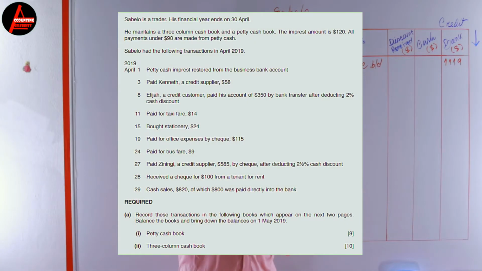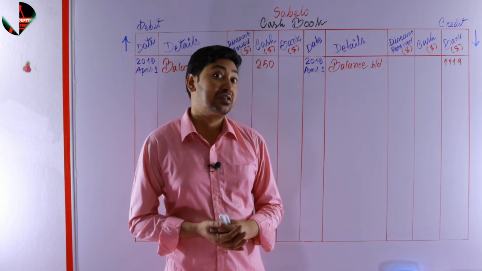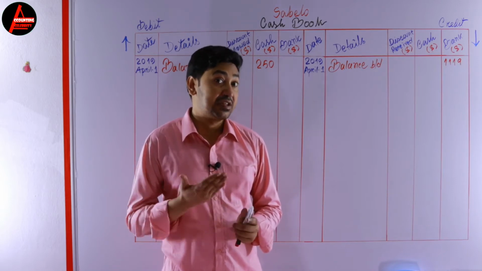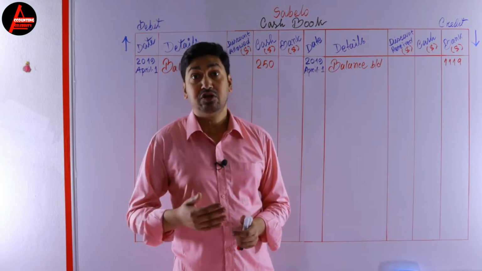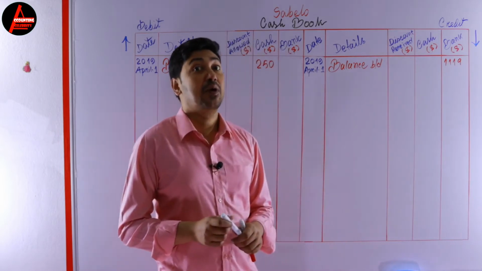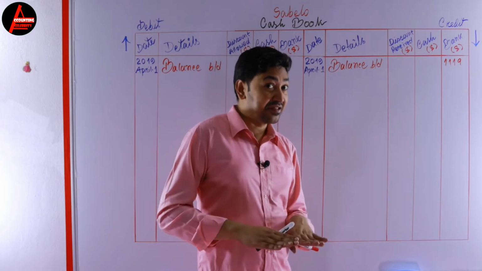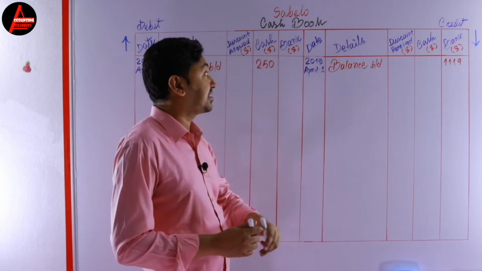So look at the first transaction. Petty cash imprest restored from the business bank account. So it is $102. How $102 is there? I explained in the first part. Please watch it, then you will understand. Petty cash is restored means you have taken the petty cash balance from the bank. So in this case, the balance of bank is decreasing. I told you if it decreases, you have to record it on the credit side, this side.